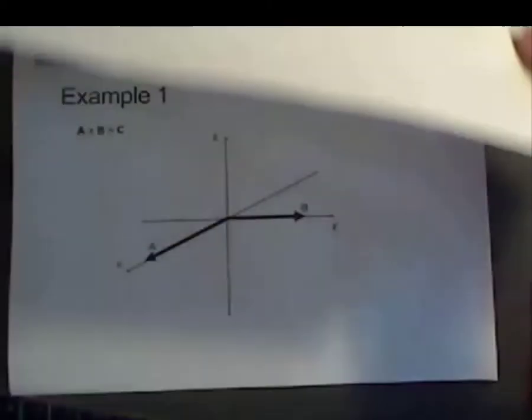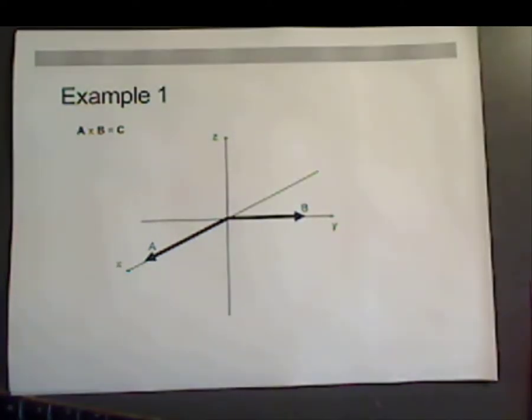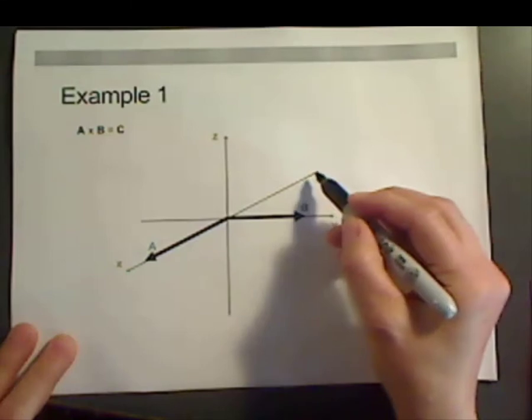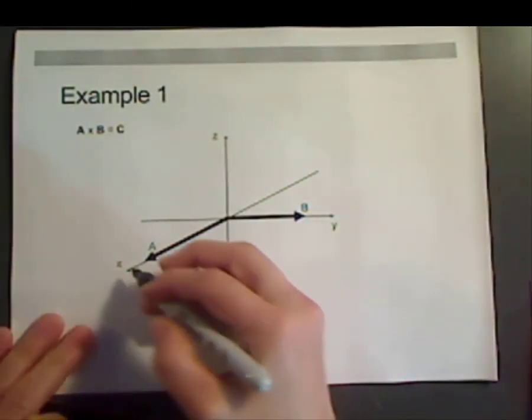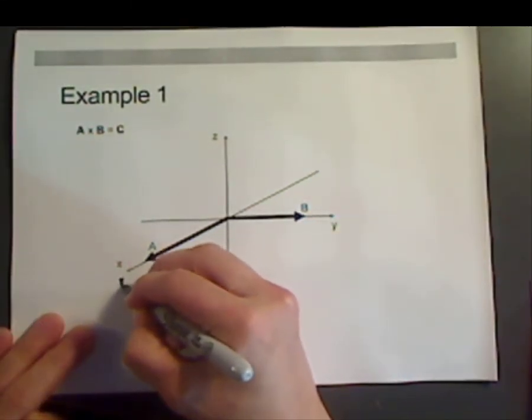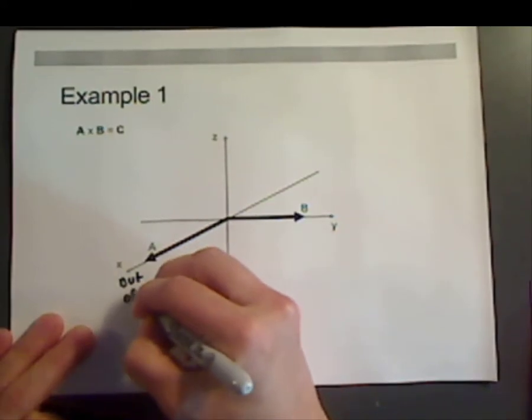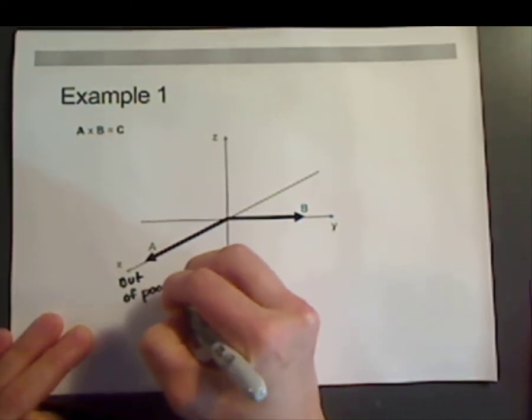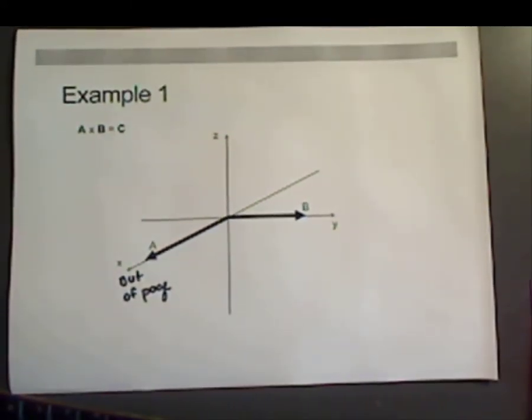So let's look at an example. A cross B equals C. Here I've set up a coordinate system. You can see the x-axis is at an angle. What this is really trying to say is that the positive x-axis is out of the page. It's an attempt to draw a three-dimensional system in a two-dimensional piece of paper, two-dimensional world.